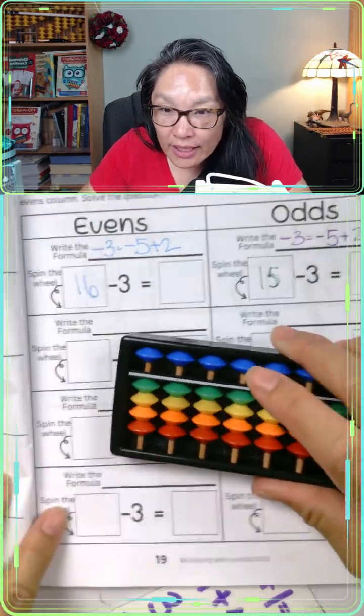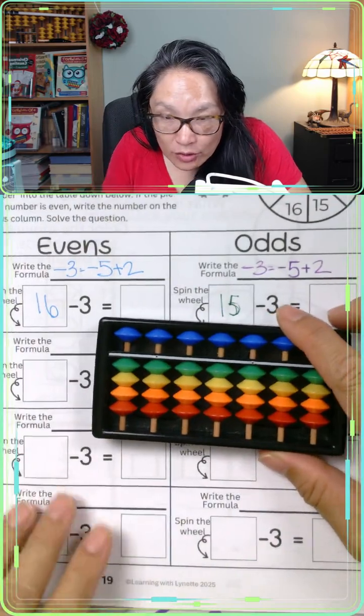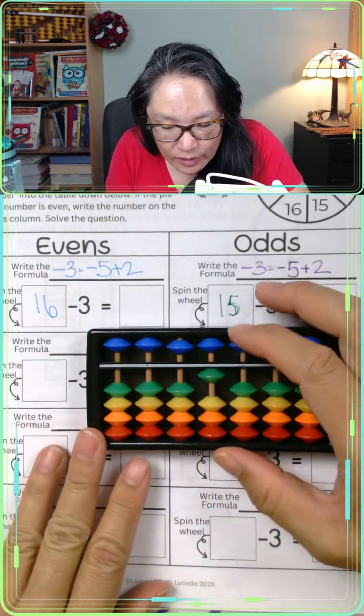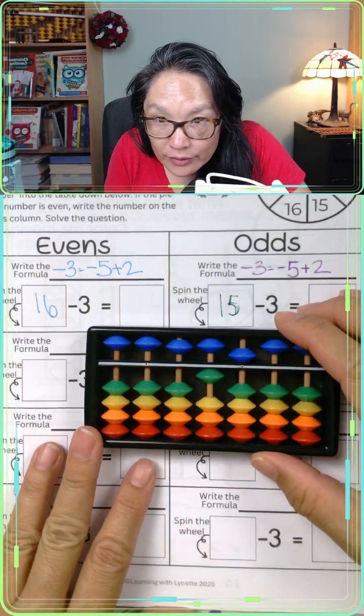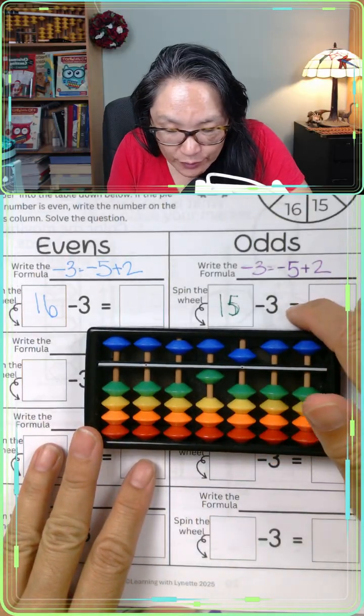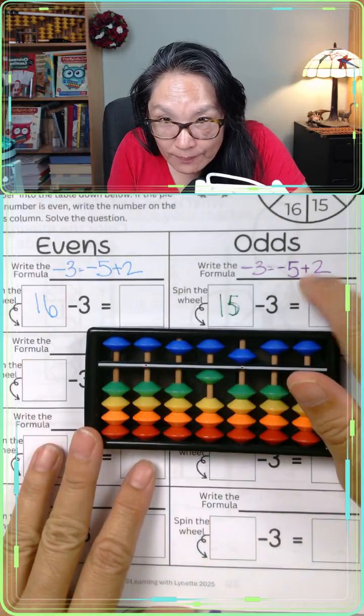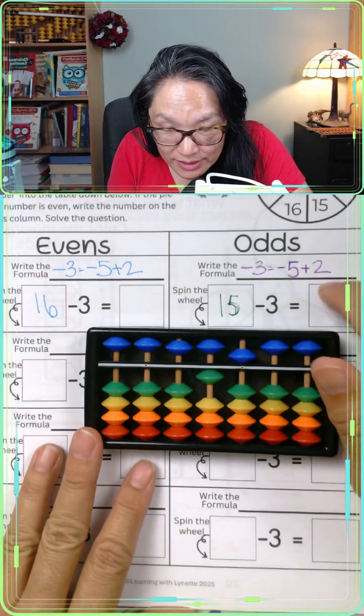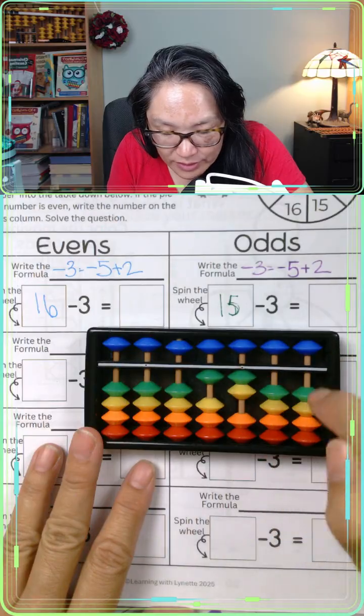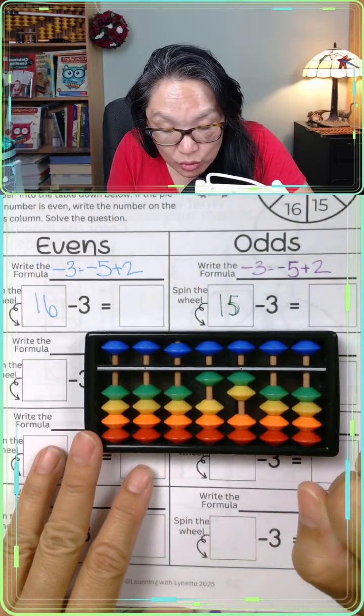So we could do it again with 15. So on my abacus, I have 15. Add the 1, add the 5. And then what are we going to do? We're going to take away the 3. To take away the 3, we don't have enough. We need to what? Minus the 5 is equal to plus the 2. Minus the 5 plus the 2. My final answer is 12.